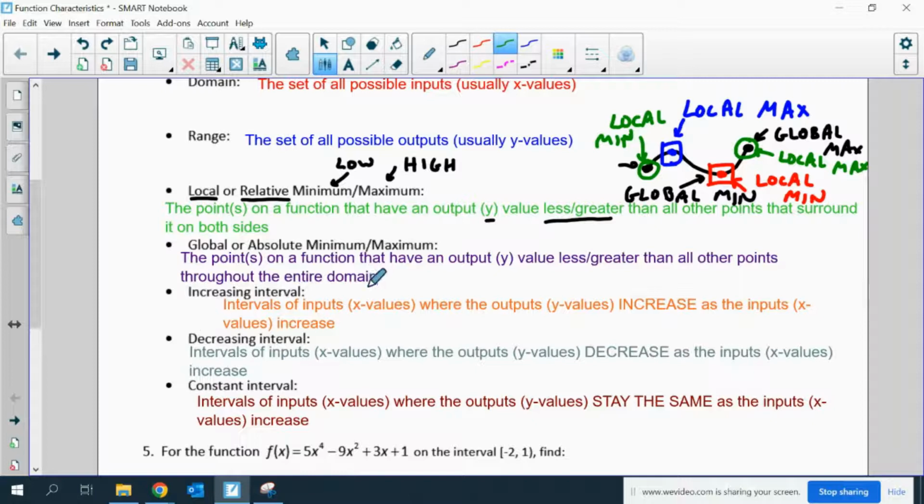Increasing, decreasing, and constant intervals. An increasing interval is an interval where as you move to the right, the function is going up. A decreasing interval is where as you move to the right, the function is going down. And constant intervals are where as you're moving to the right, the function stays at the same level.